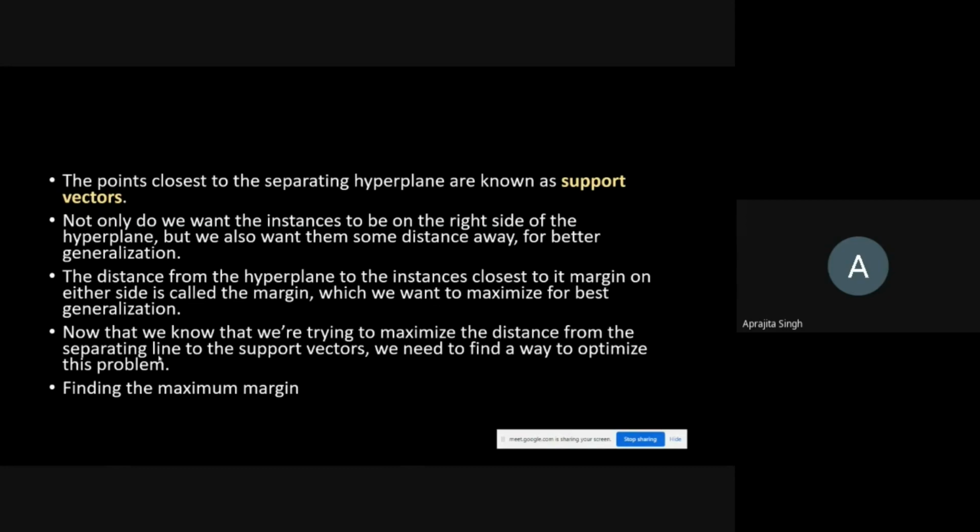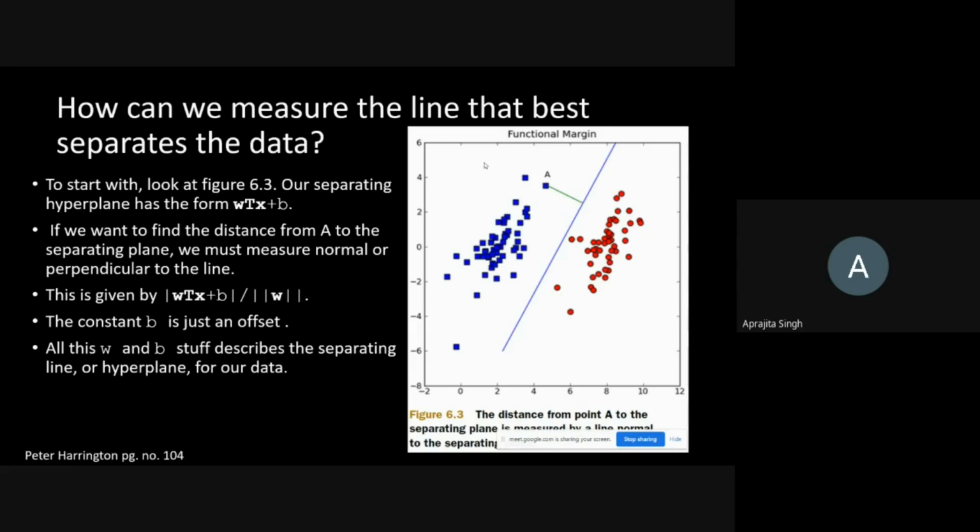Okay, the separating line, meaning the hyperplane, the main hyperplane. Okay, the separating line to the support vectors, we need to find a way to optimize this problem. So how do we optimize this problem of the maximum distance? So we have to find the maximum margins. So this line can be represented in this way.